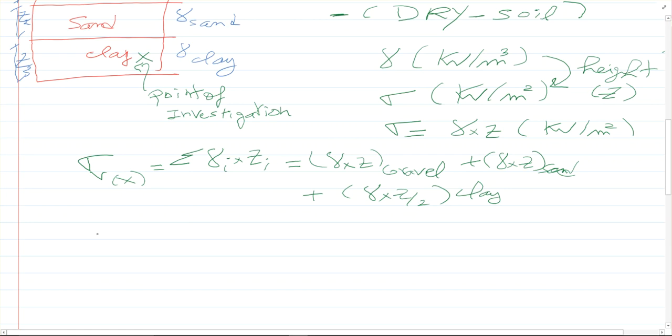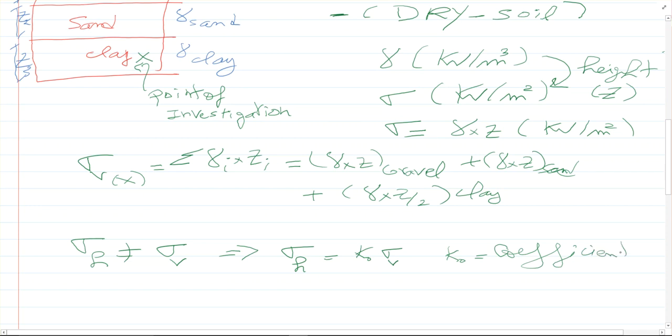Now if I want to get the horizontal stress, because soil is anisotropic in terms of stresses and loading, the horizontal stress is not equal to the vertical stress. Okay, that's a fact. So how do you find the horizontal stress? Now we have a coefficient: sigma h equals k naught times sigma v, and k naught is the coefficient of lateral earth pressure, and usually k naught is less than 1.